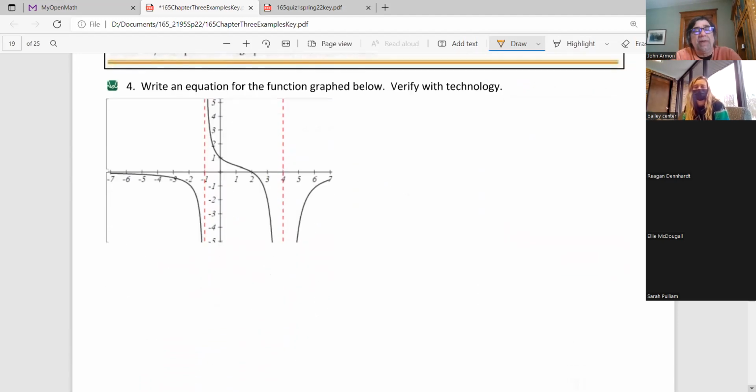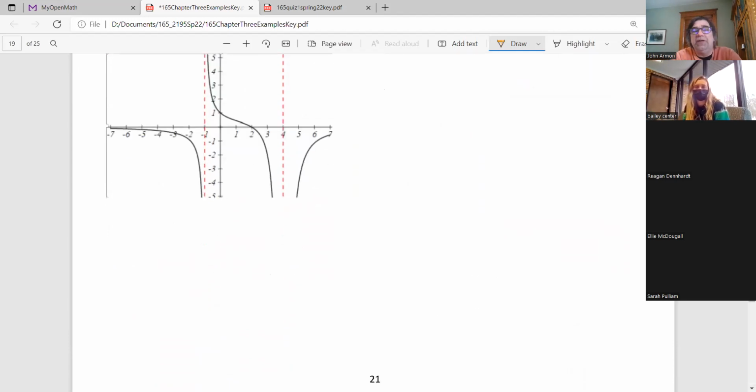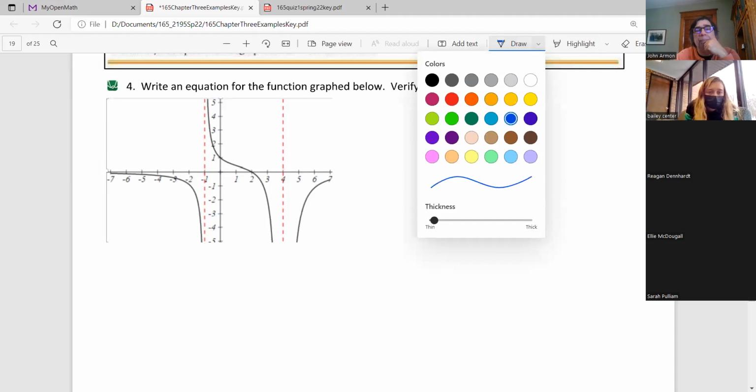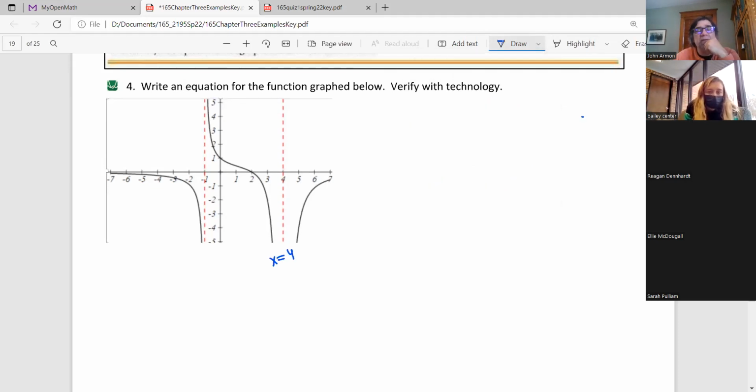So let's try to put this all together and come up with an equation here for this rational function. We need to take what we know about vertical asymptotes, x-intercepts for sure. It'd be nice to know where the horizontal asymptote is. That might be helpful. But for this one here, you can definitely see an x-intercept here at 2, 0. Vertical asymptote at x equal 4. Vertical asymptote at x equal negative 1.